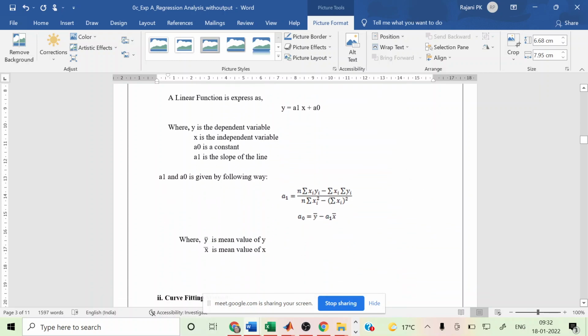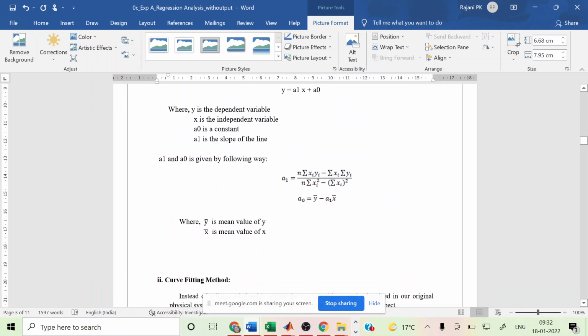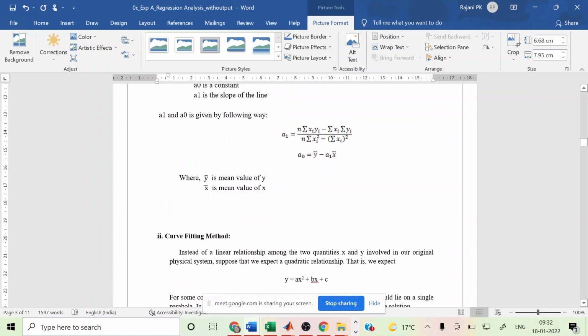In linear form, we get the equation of a line. Its derivation part I am skipping. You could see that y is the dependent variable, x is the independent variable, a naught is the constant, and a1 is the slope of the line. a1 and a naught are given by the equations: a1 equals n times summation xi yi minus summation xi times summation yi, divided by n times summation xi square minus summation xi the whole square. And a naught is equal to y bar minus a1 times x bar, where y bar is the mean of y and x bar is the mean of x.